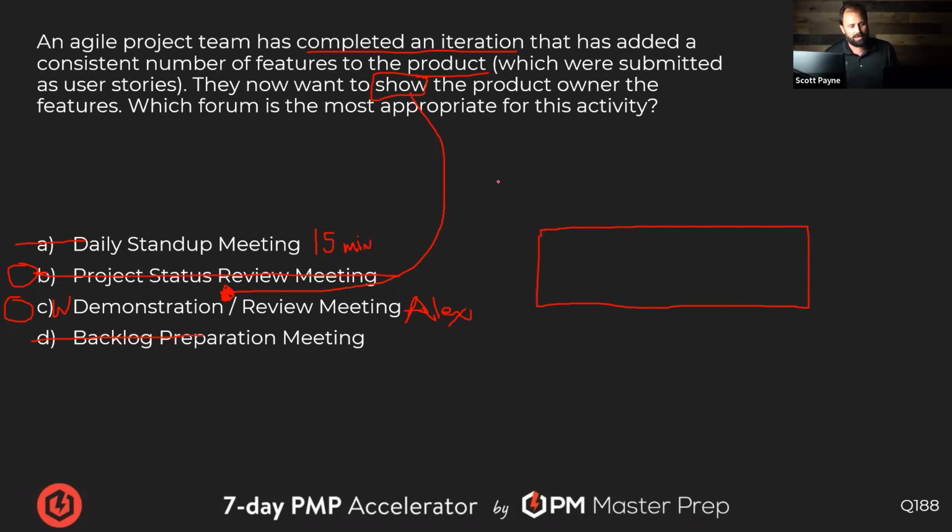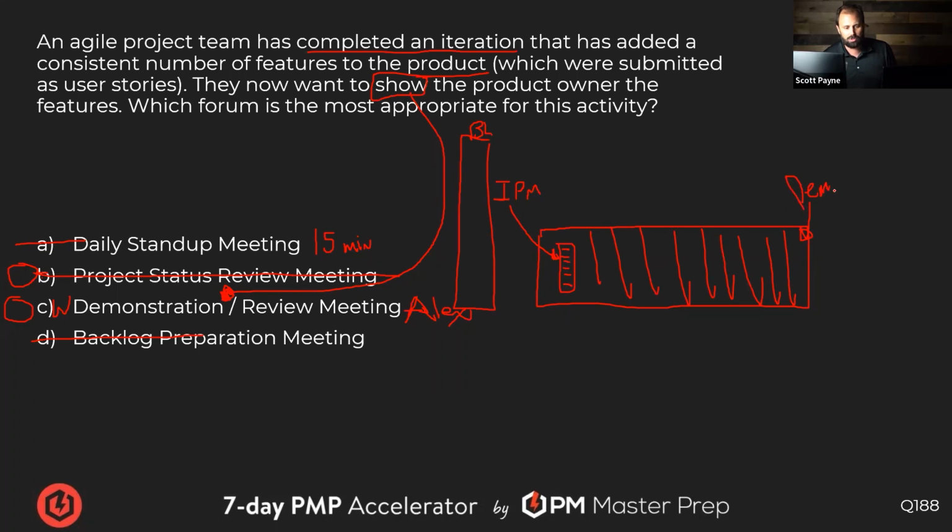All right. So we have an iteration or sprint planning meeting. We bring in a bunch of work. We bring in 2 weeks worth of work into the sprint, right? There's a backlog that has all the user stories. Then there's daily stand-ups that happen each day. But the question I was going to ask you, what's the purpose of this demo or review meeting? How would you say it in your words?